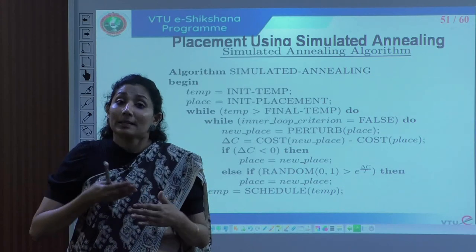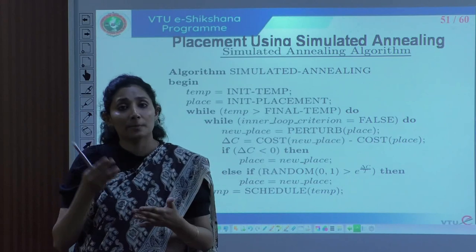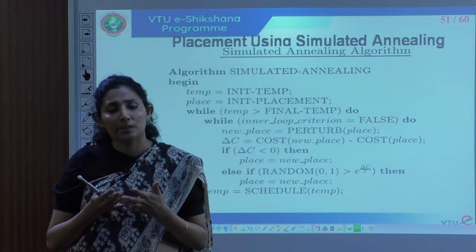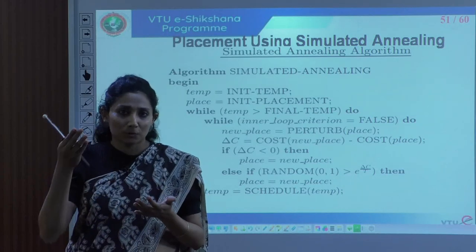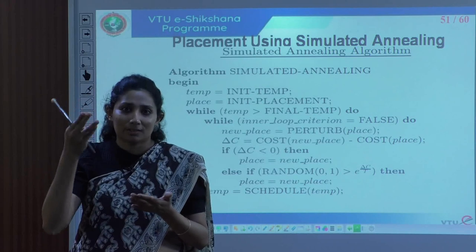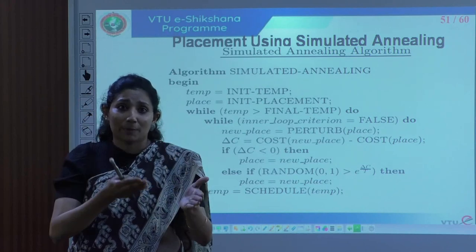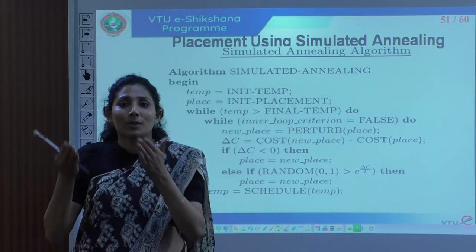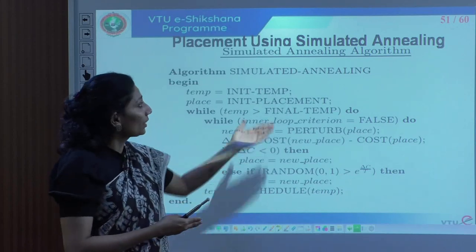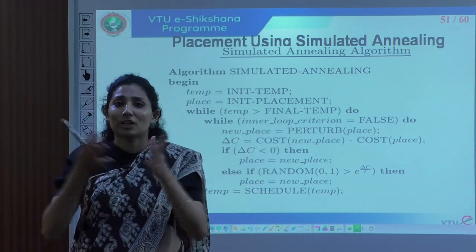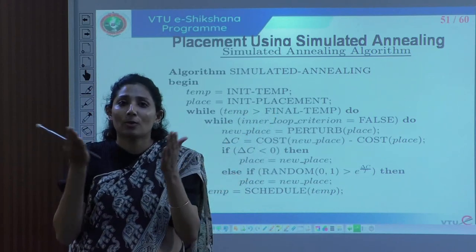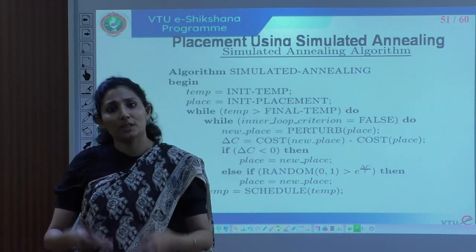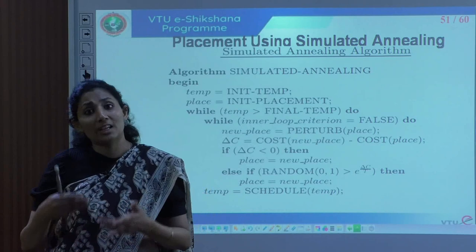Heating a metal to a maximum temperature means that in its molten state, the molecules are completely randomized, right? So it is a random solution. You try to cool it slowly, and the metal attains some structure. With respect to VLSI placement, you start with an initial random placement, and over the iterations you slowly get better and better placements.